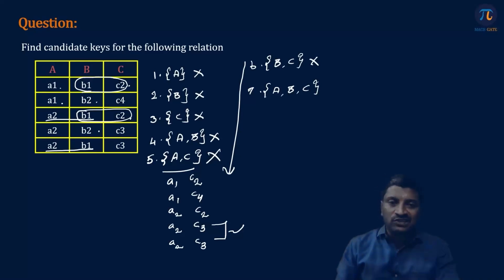In this example, please verify it. No subset of this set is a candidate key, that means no subset is able to differentiate the records. So that's why it is a minimal set, and it is also able to differentiate the records. So that's why it is a candidate key. Is it okay?